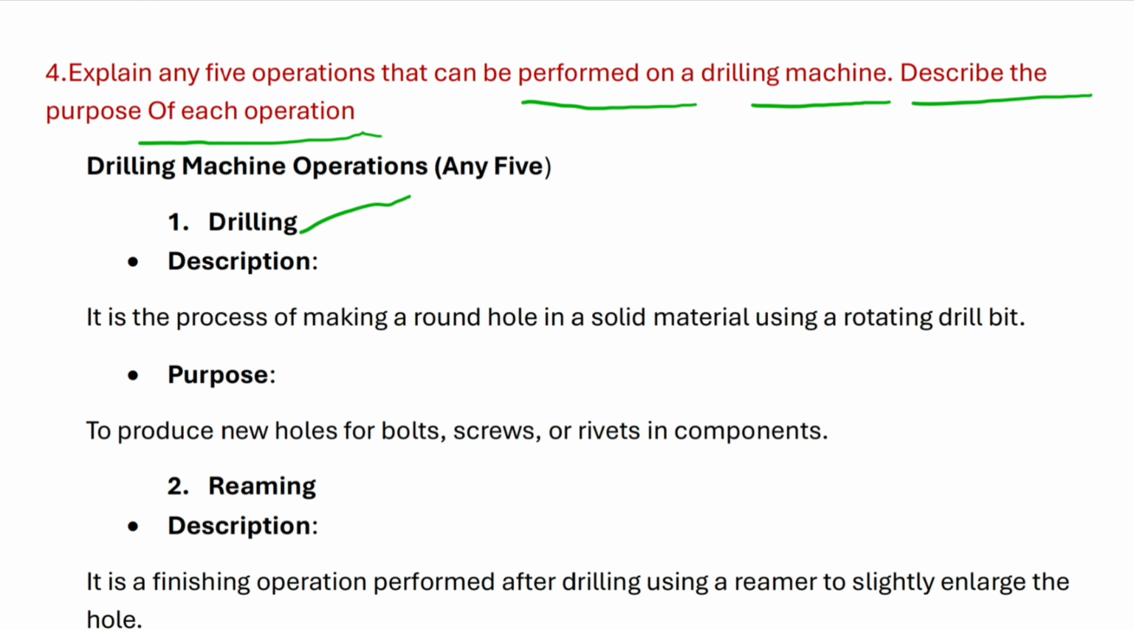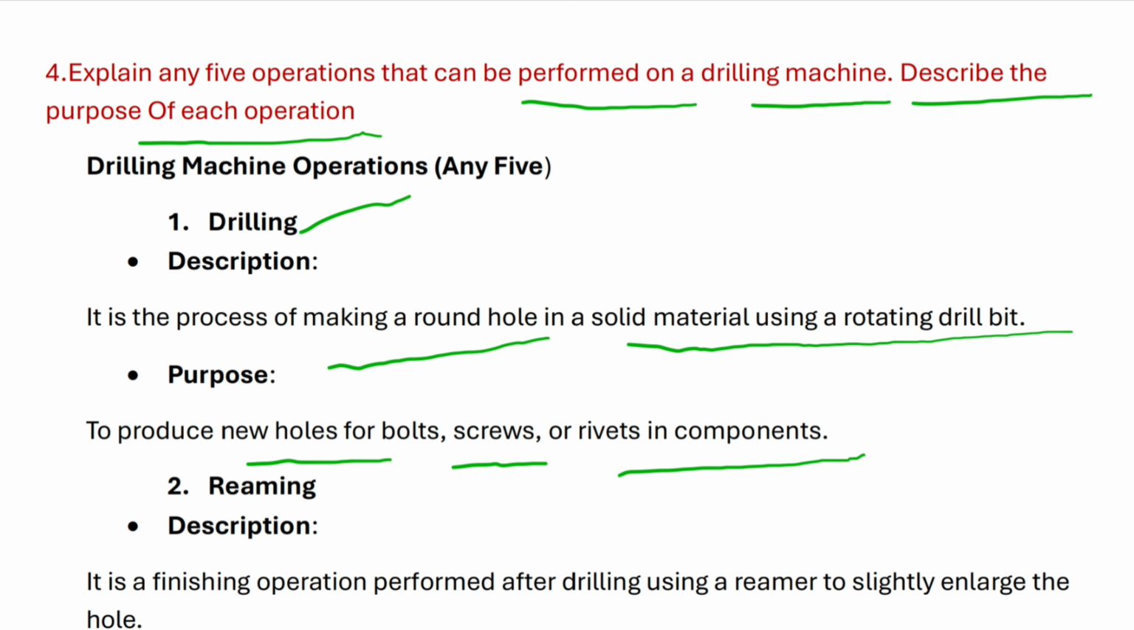Coming to drilling, the first operation is drilling. What do you mean by drilling? We make a round hole in a solid material using a rotating drill bit, and that we call drilling. We have to use a drill bit. The purpose of drilling is to make new holes for bolts, screws or rivets.